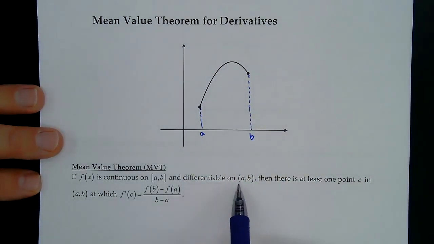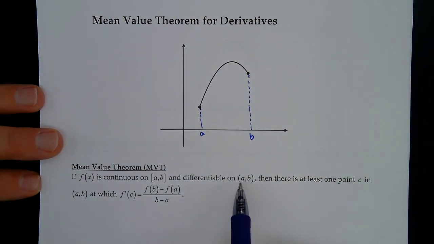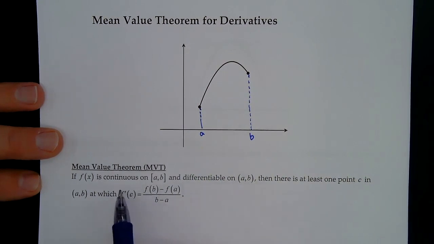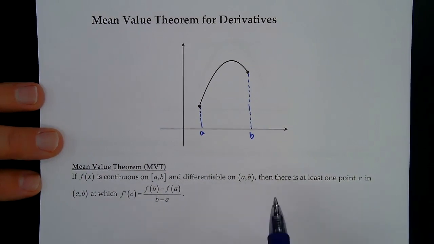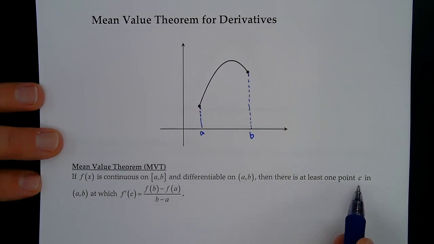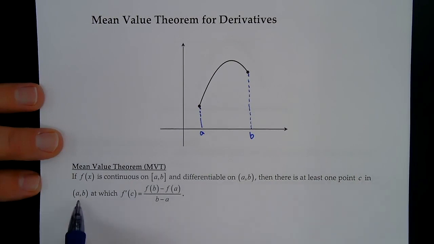And it's differentiable on A to B, the open interval. So it doesn't have to be differentiable at the endpoints. That's the point of this, okay? So it has to be continuous on the closed, differentiable on the open. This is going to be true for a lot of theorems we cover. Then there is at least one C in AB. So this point C has to be in this interval A to B, but not at the endpoints, at which the derivative at C is equal to f of B minus f of A over B minus A.